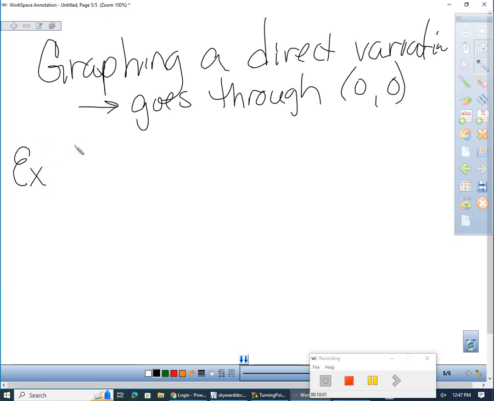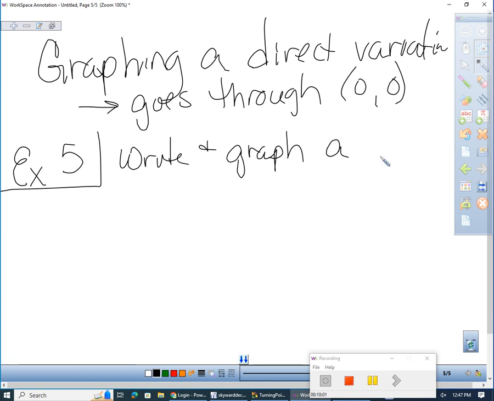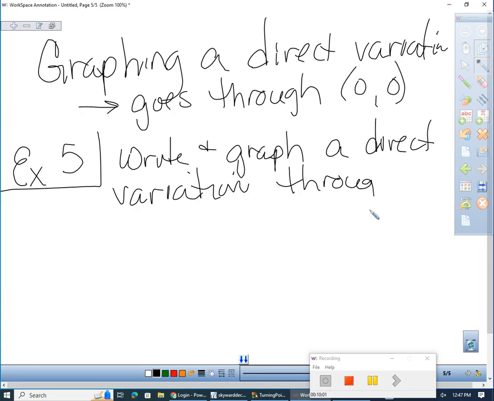All right. So here is example number 5. Example 5. Write and graph a direct variation through, how about the points 4, 5.